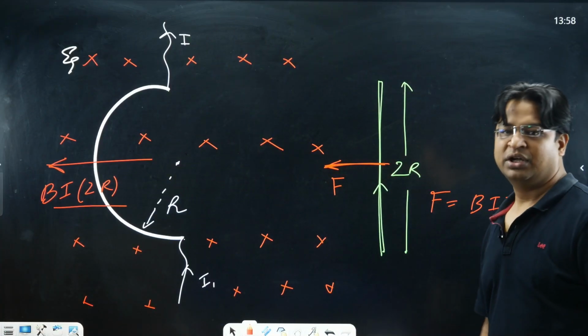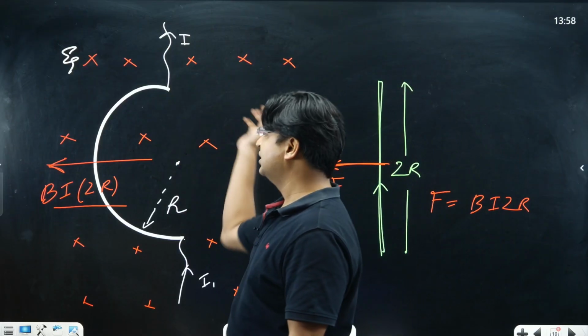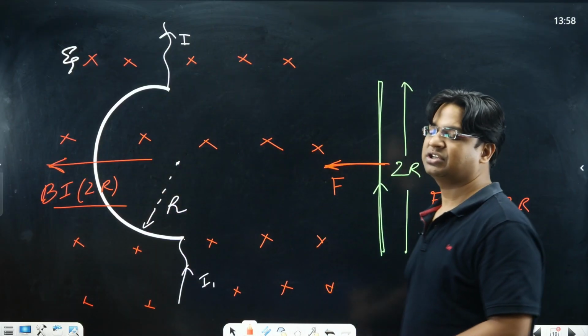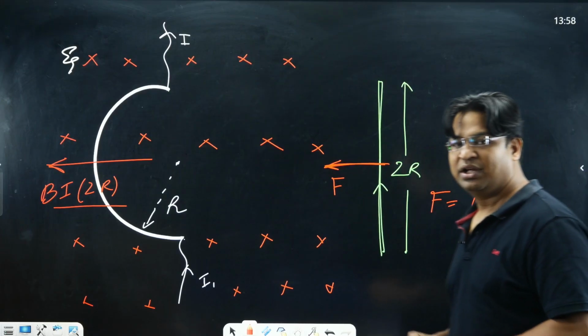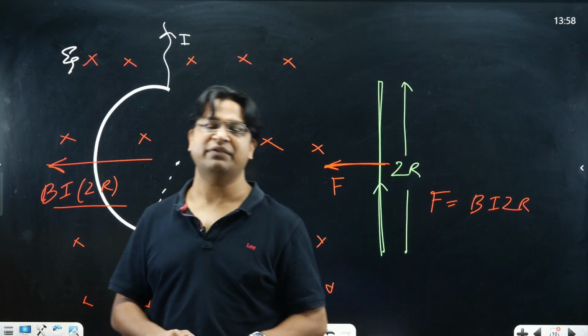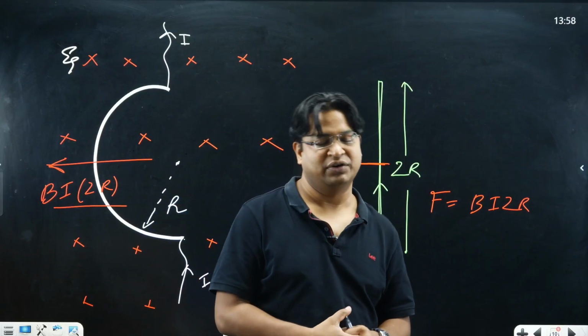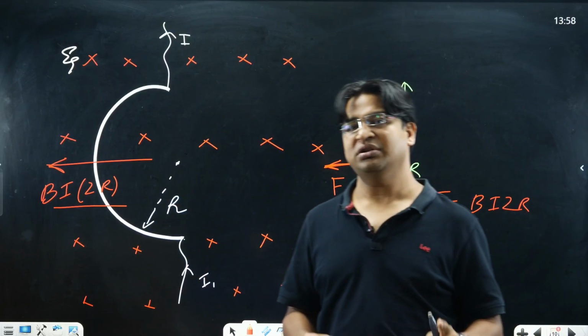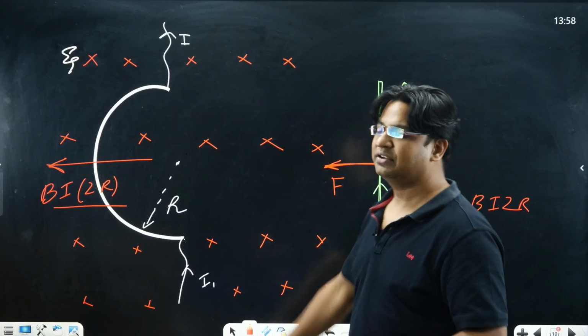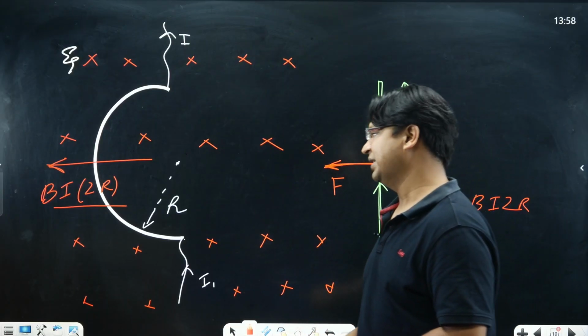So getting it, everyone? You just have to join the end points, and then consider a straight segment, and find the force on that straight segment. That will be your answer in case you have a random shaped wire given to you. In all of this discussion, we are assuming that the magnetic field is constant. So please keep that in mind.